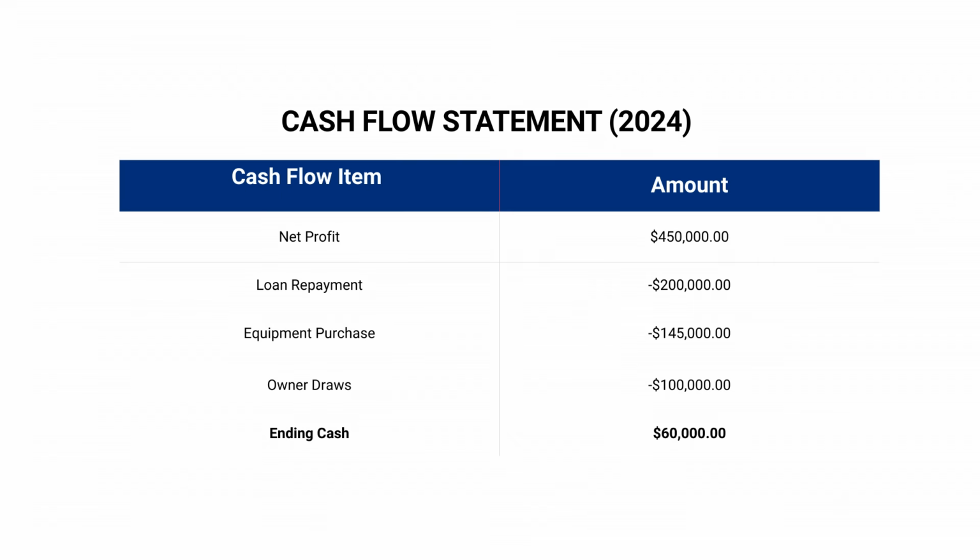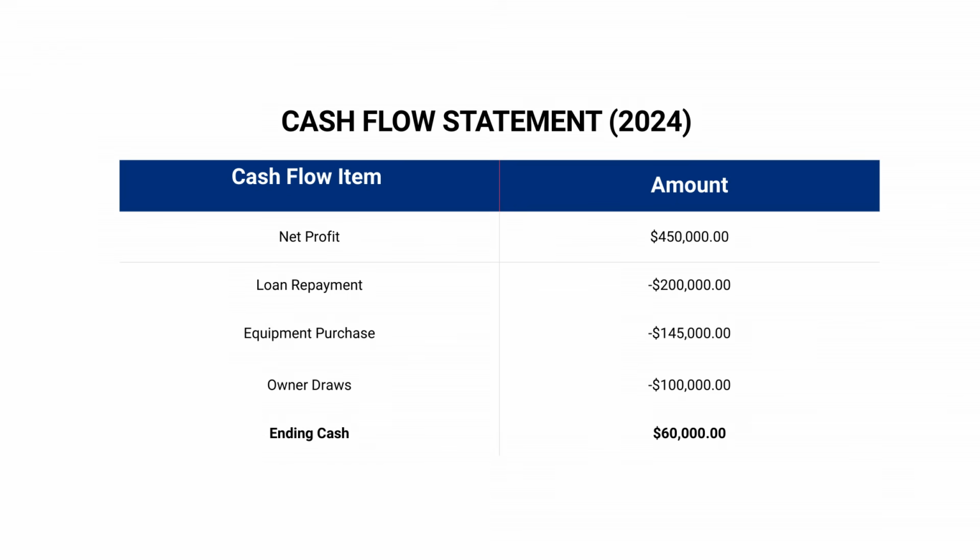Now, let's see where the cash went. The cash flow statement actually explains where all the cash is, because Dr. Patel's balance sheet is only showing $60,000 of cash at the end of the year. Looking at the cash flow statement, you can see that $200,000 went to loan repayments during the year, and $145,000 was spent on buying new medical equipment, and $100,000 was drawn out by Dr. Patel to support his personal living expenses like private school tuition, family lifestyle, and maybe even a new car.